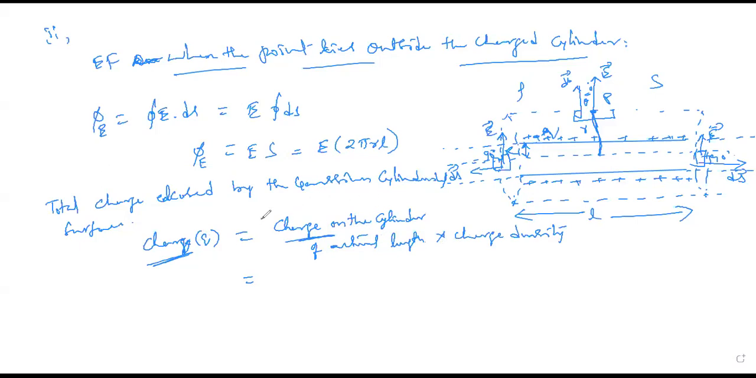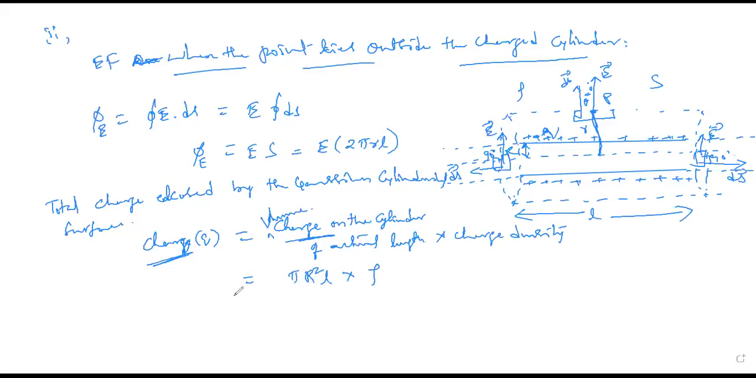So it should be volume charge density. Don't get confused, it should be volume charge density. You people are not listening. So what is the volume of the cylinder of actual length? It should be of actual length, so it is capital R, pi R square L, into the charge density which we have taken, that is rho. So this is pi R square L into rho.